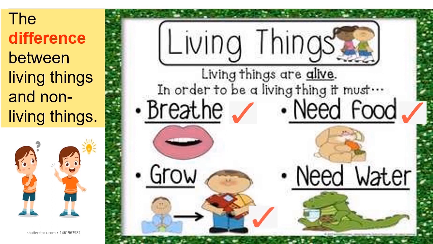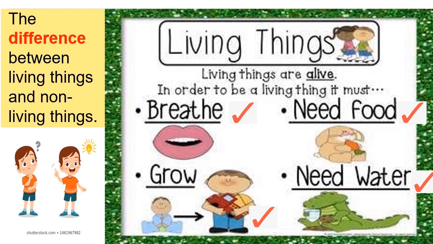The living things grow. So that's one thing for living things. They grow. And they need water to survive. So these are descriptions of the things living things need to survive and to be alive.